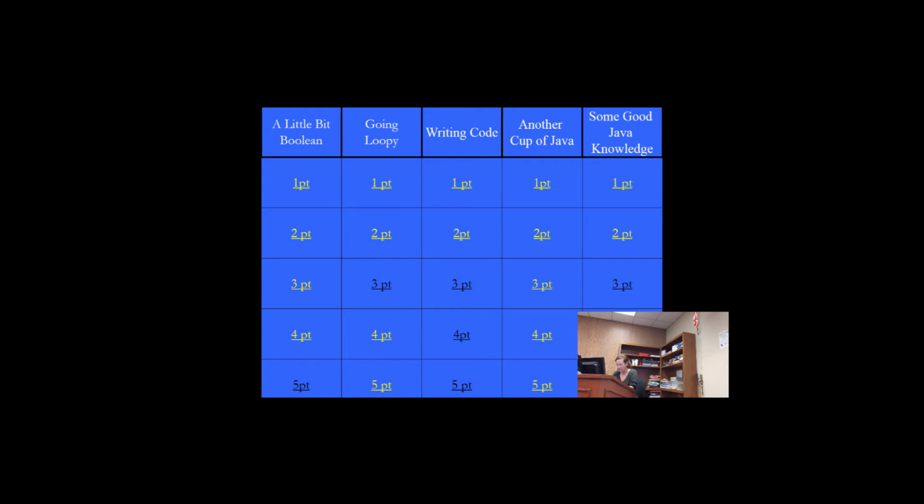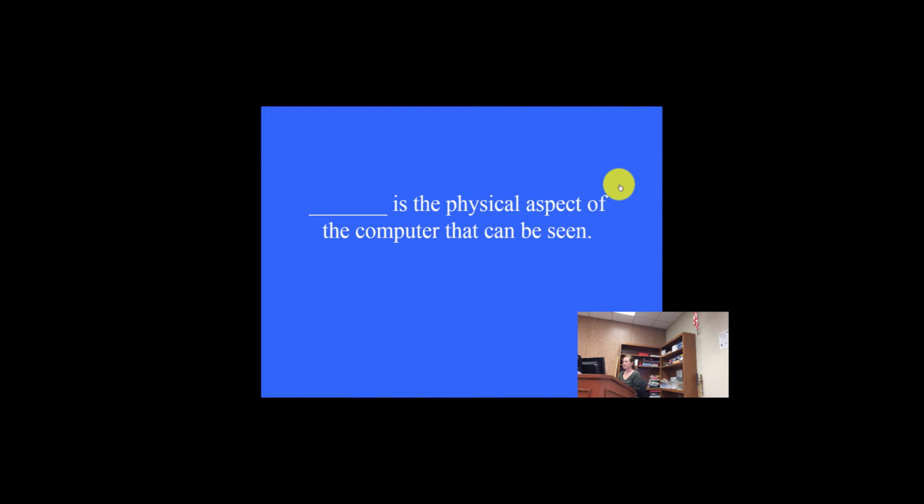Afalabi's points. Afalabi, yes. Wait, which one? One point. Okay. Blank is the physical aspect of the computer that can be seen or touched. Starts with an H. What is it? Hard. Oh, hardware. Sorry. There, good.